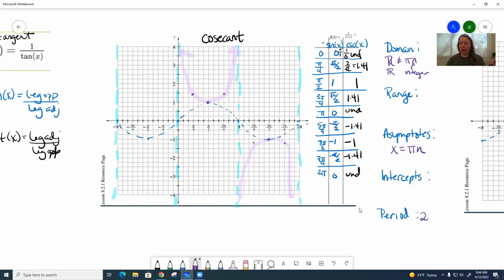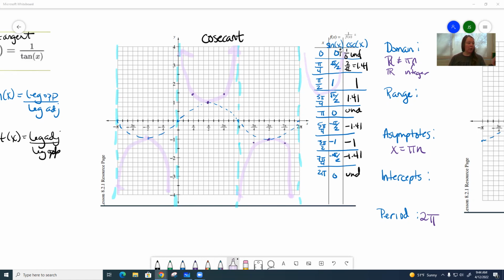So the period is 2 pi, just like the period of sine is 2 pi. It's not just how long it takes for one little branch, as we call them, to happen, but both branches. Okay, and then this would keep going. We could have another branch here, right? There would be another one over here and so on. So that is our cosecant.